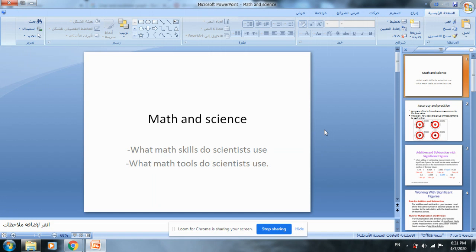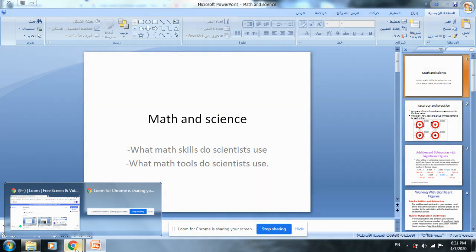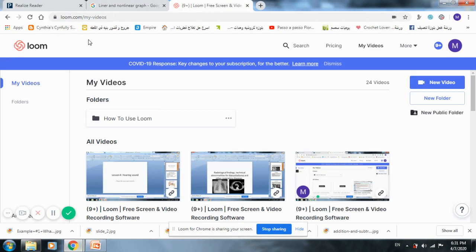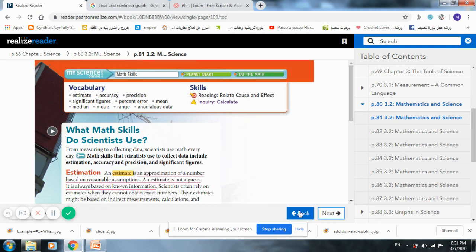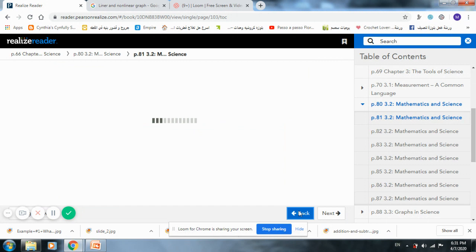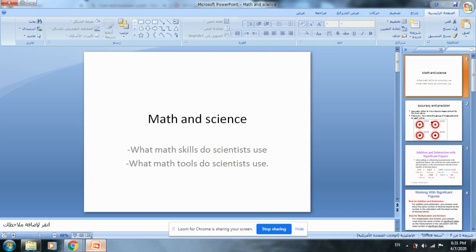This session is about math and science. It's lesson 3. Yes, lesson 3. Lesson 2, I'm sorry, it's about math and science. We have two goals in this lesson. First one, what math skills do scientists use? And the second goal is, what math tools do scientists use?